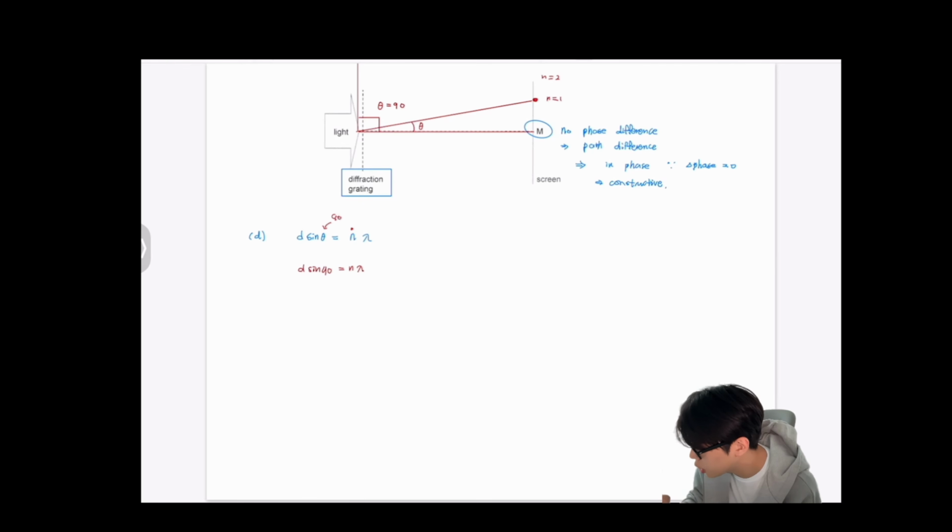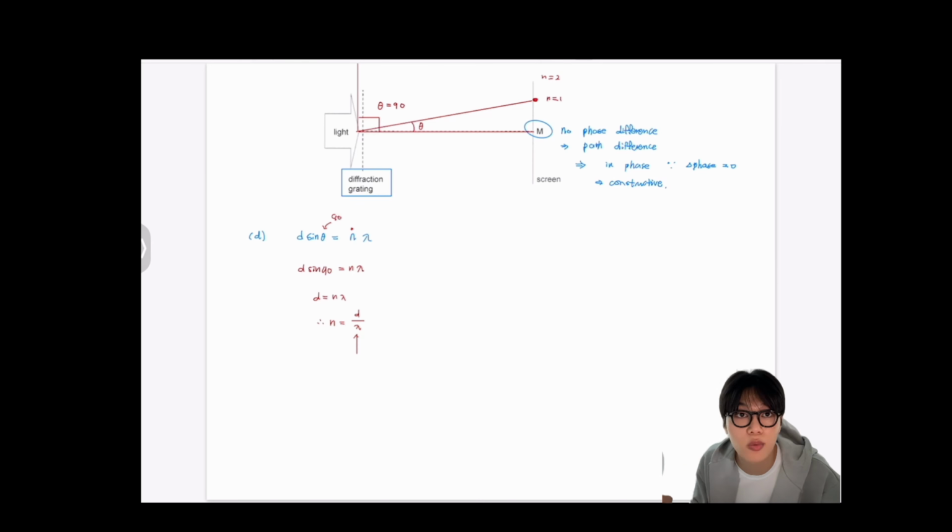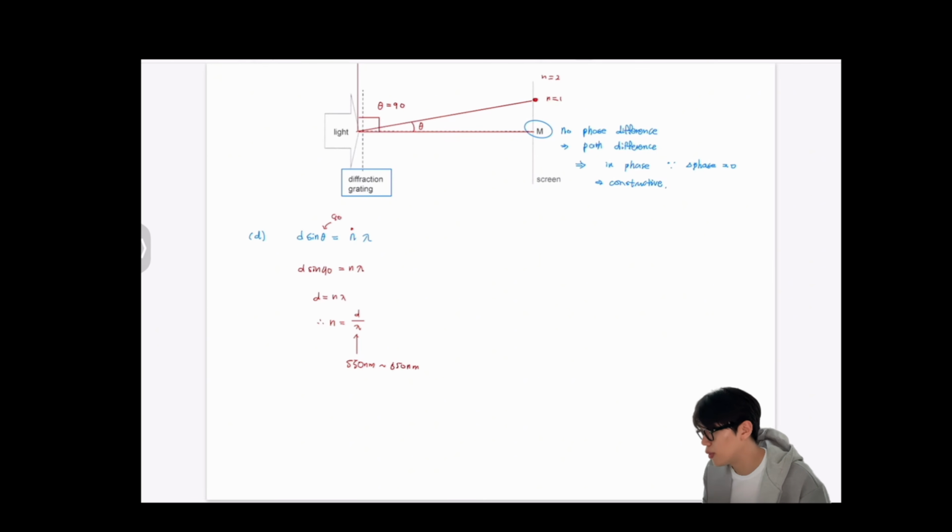However, sine 90 is always 1. So d equals n lambda, therefore n equals d over lambda. However, lambda is given as a range between 550 nanometers to 650 nanometers. Okay, so we have to actually perform the calculation for both numbers.